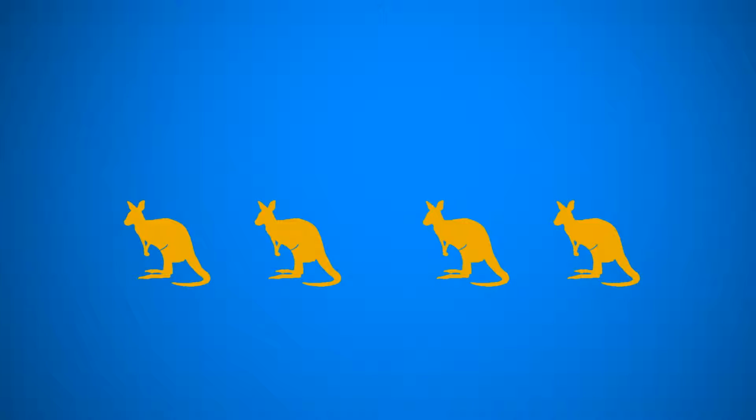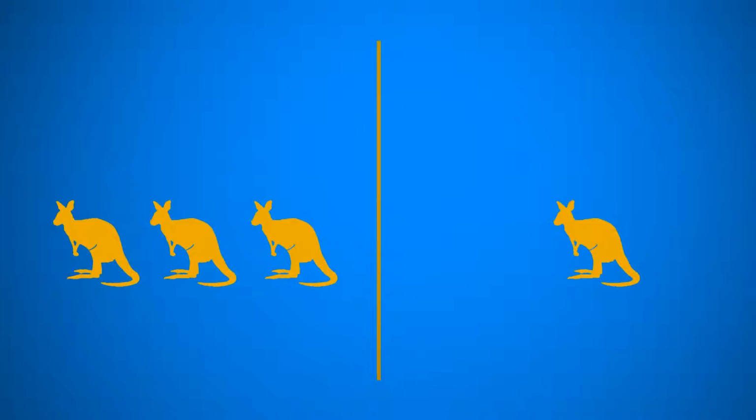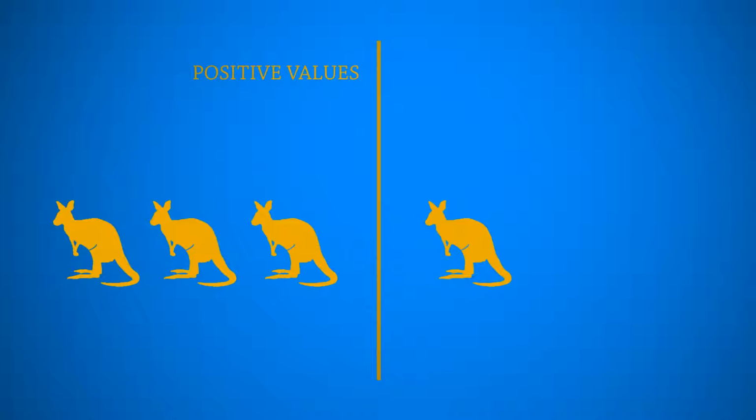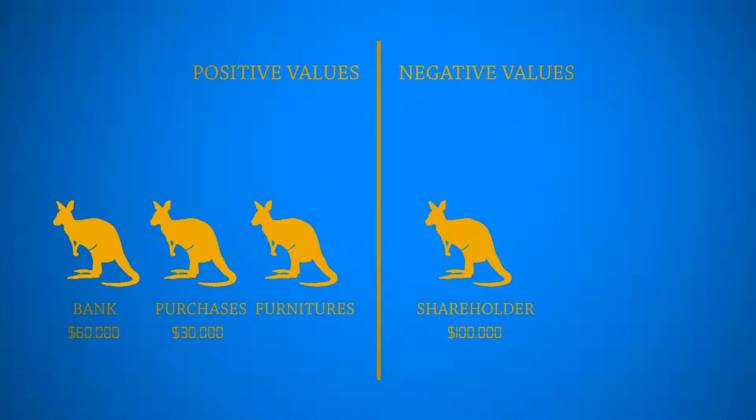Now, if we arrange all our kangaroos into two columns with positive values on the left and negative values on the right, we will have a trial balance as follows. Values, positive, negative. Shareholder kangaroo, negative $100,000. Bank kangaroo, positive $60,000. Purchases kangaroo, positive $30,000. Furniture kangaroo, positive $10,000.